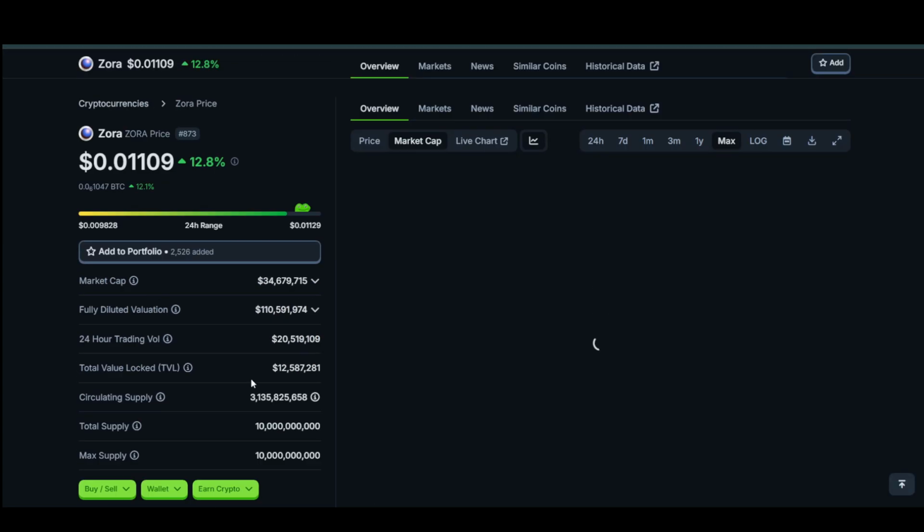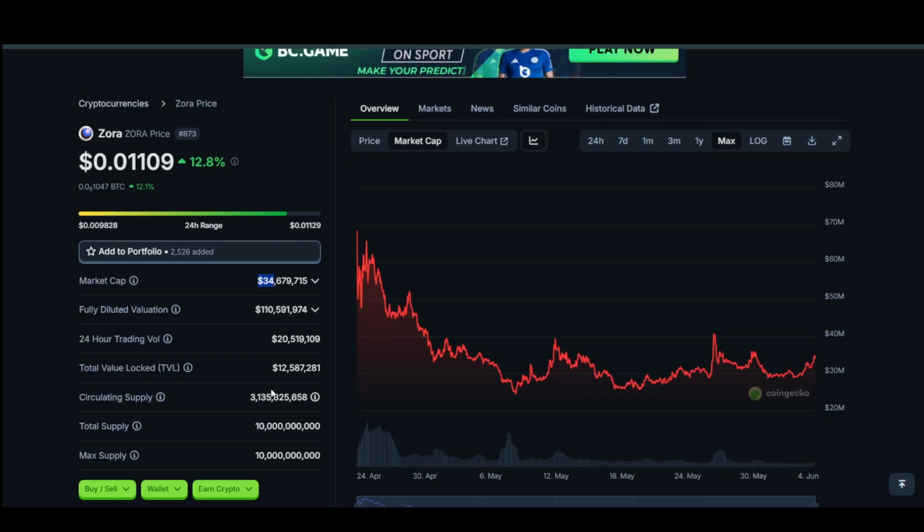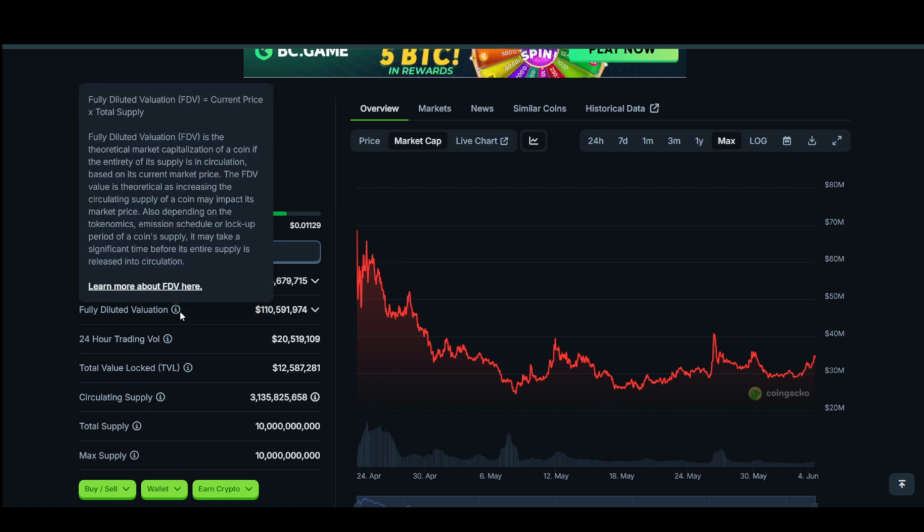So if you look at this token, its circulating supply is 3.1 billion, but its max supply is 10 billion. As of now, its valuation is around 34 million. Its market cap is 34 million. And if in the future this price remains the same, the market cap will rise to 110 million, as you can see here. Basically, this is fully diluted valuation.